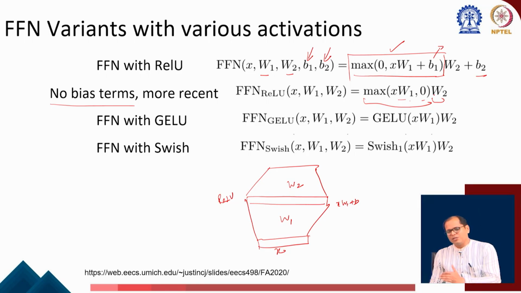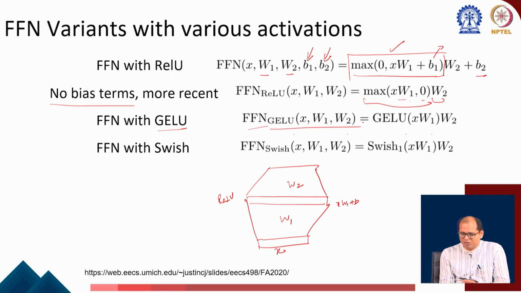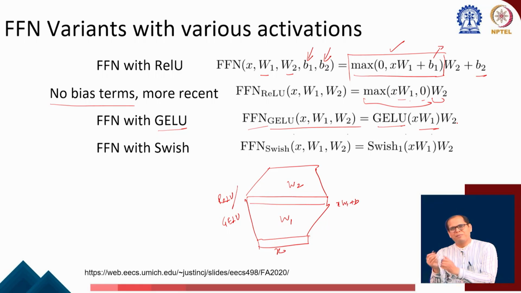Now once you have it, you can say I can use other activations other than ReLU that have become more popular. Like you can use the GELU function. So my FFN with GELU without the bias terms would be GELU of x W1, so rather than using ReLU you use GELU, and then you multiply by W2. It's a simple variation, and you can also use swish with beta equal to 1.